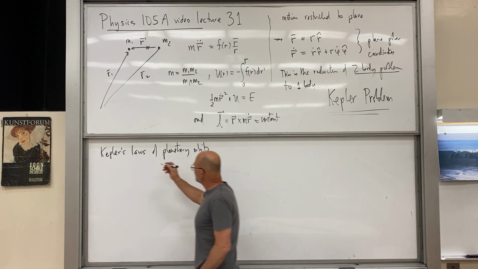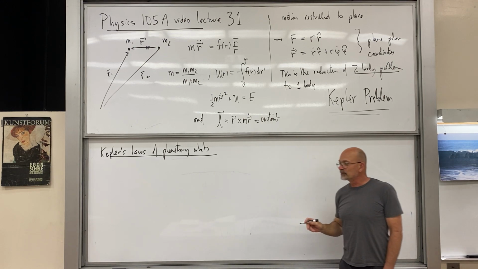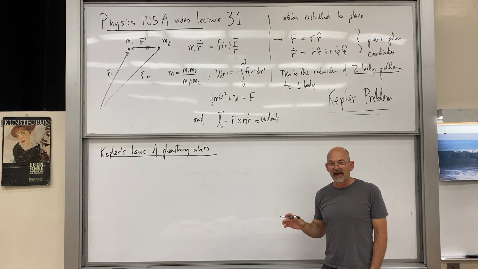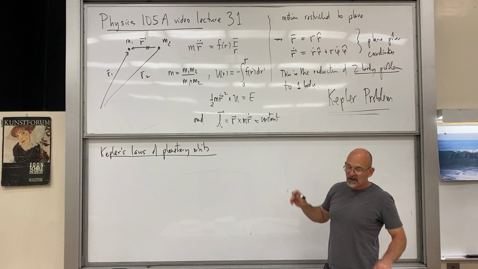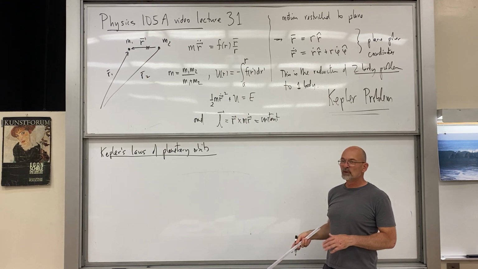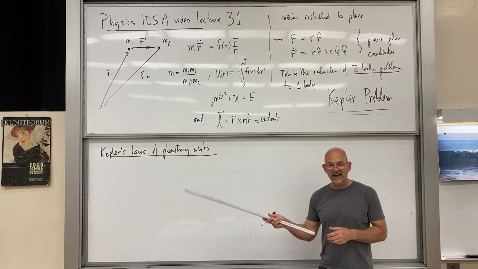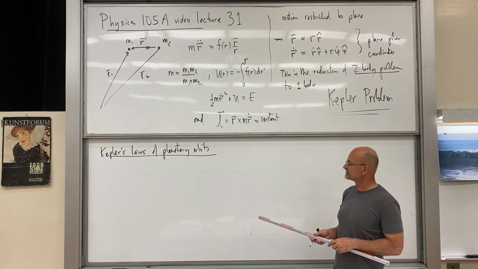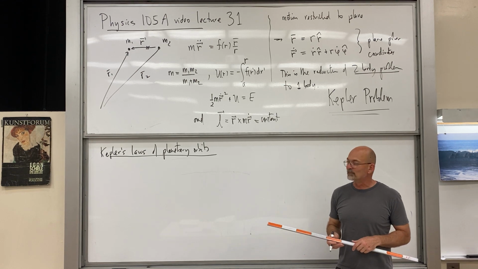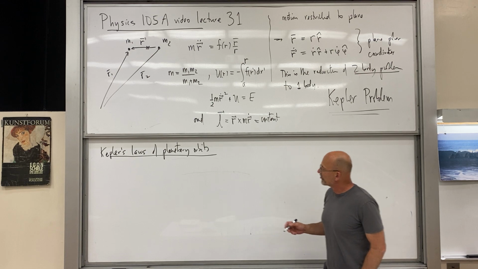So Kepler's laws of planetary orbits were obtained, like I said, just by analyzing astronomical data. These mechanical concepts had not yet been invented. Okay. Galileo was just barely starting his mechanics, projectile motion and stuff. Newton was not yet born. Okay. So what are these laws of planetary orbits?